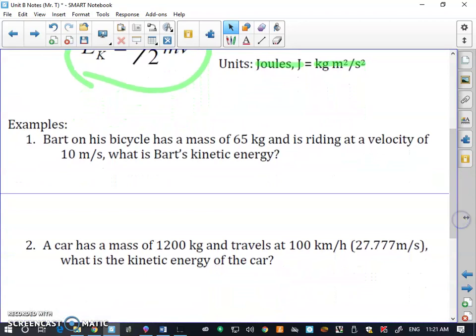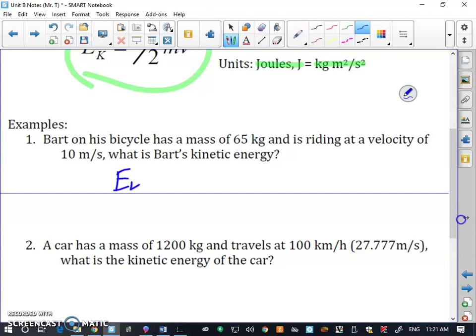So Bart on his bicycle has a mass of 65 kilograms and is riding at a velocity of 10 meters per second. What is Bart's kinetic energy? Kinetic energy is 1/2 mv squared. So 1/2 times 65 times 10 squared. Now we get 3,250 joules.